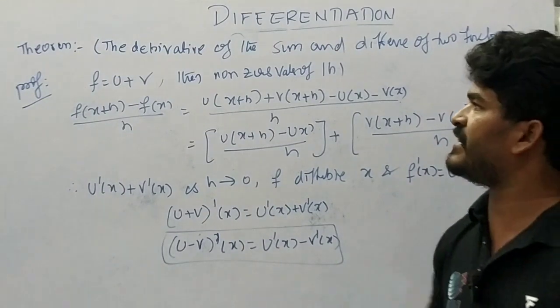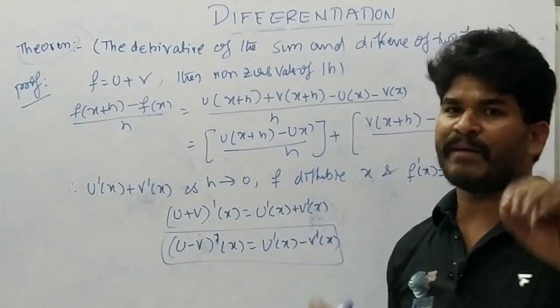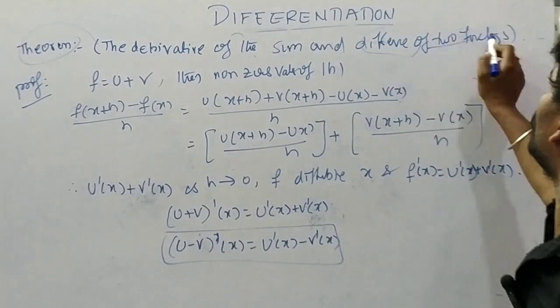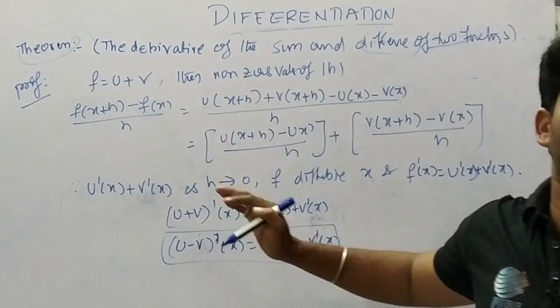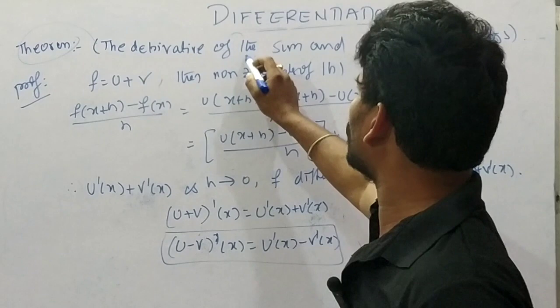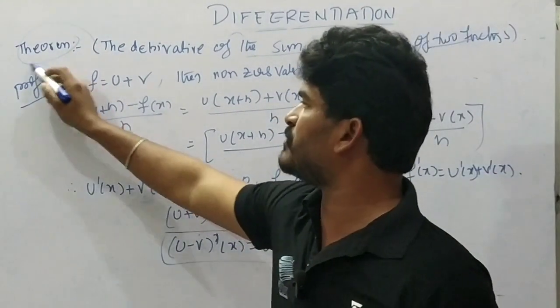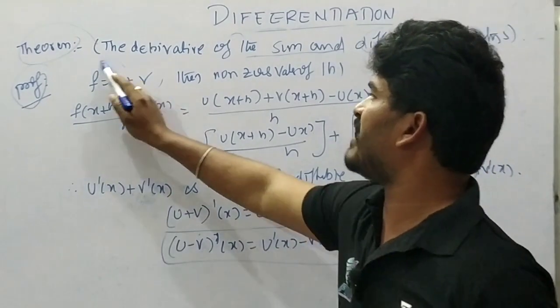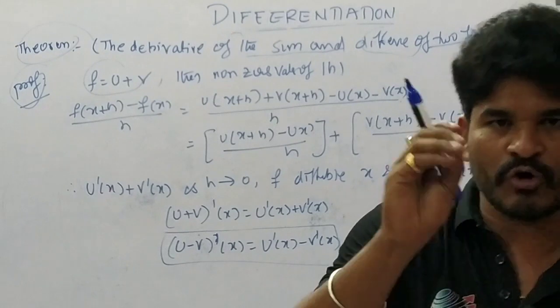Next, a very important theorem: the derivative of the sum of two functions. This is very important in the expression of differentiation whenever two functions are given. Whenever we take the sum of two functions, we are going to prove it. The condition is f equals u plus v.